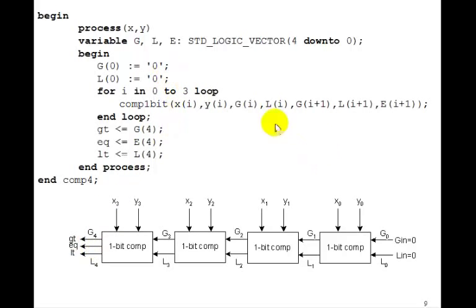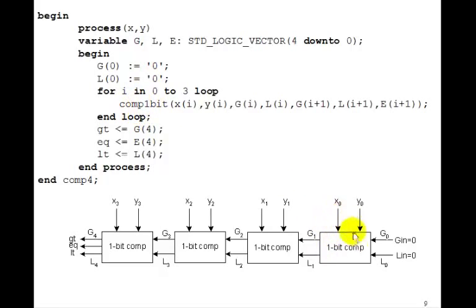So how does the algorithm work? Well, you remember we set G0 and L0 to 0. And then we just go through a for loop 4 times. For I equals 0 to 3 loop, first time through I is equal to 0. So the parameters of comp 1-bit are just going to be x0, y0, g0, and l0. And the outputs are g(i+1), which would be g1, L1, and E1, where for E1 we don't connect anything. Well, we just keep going around the loop.